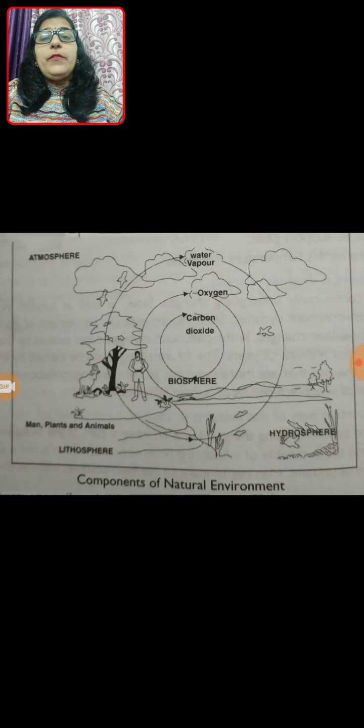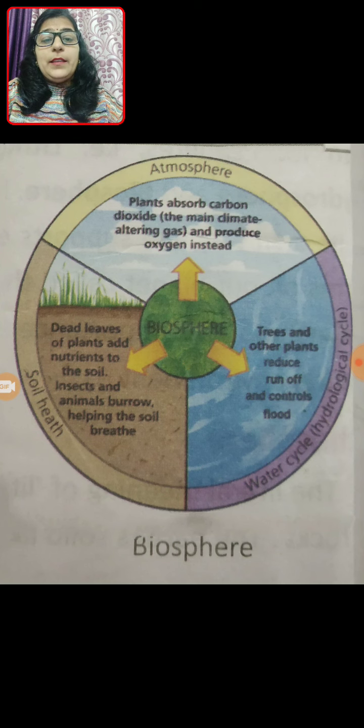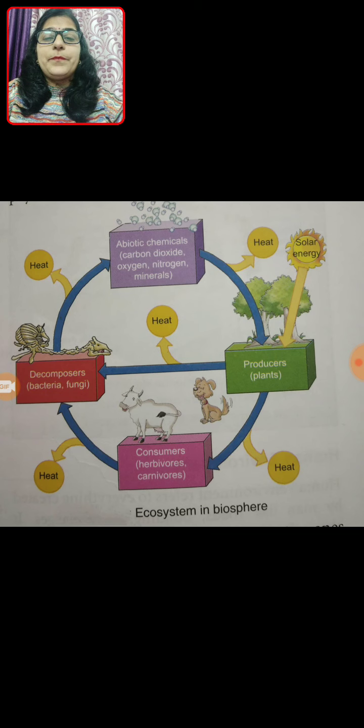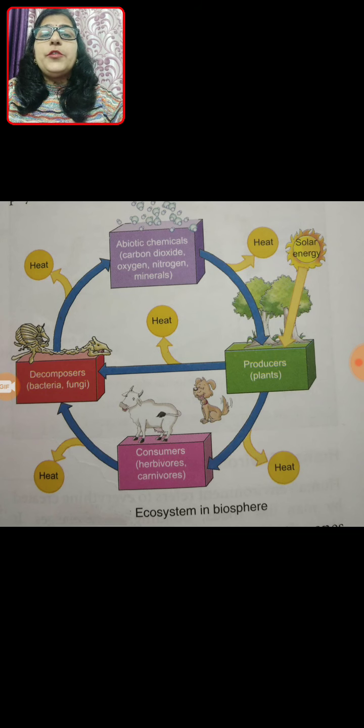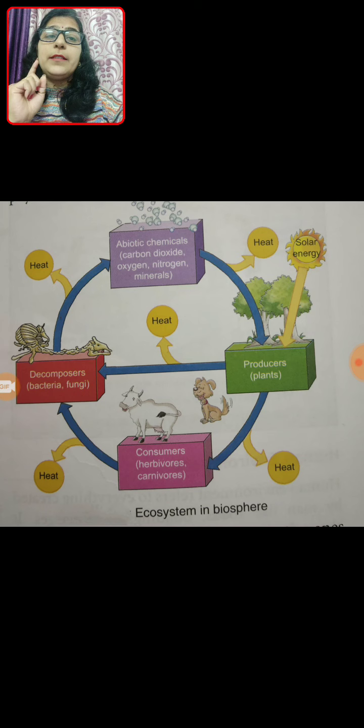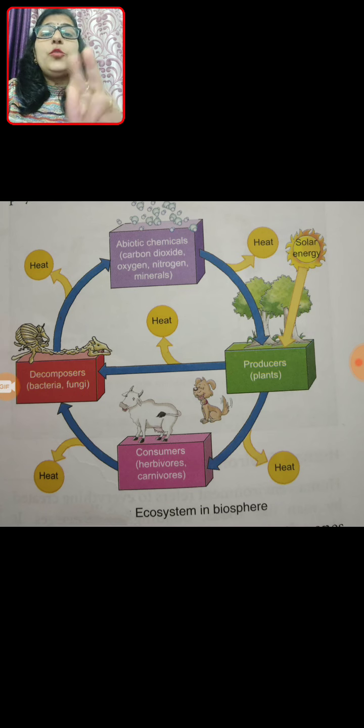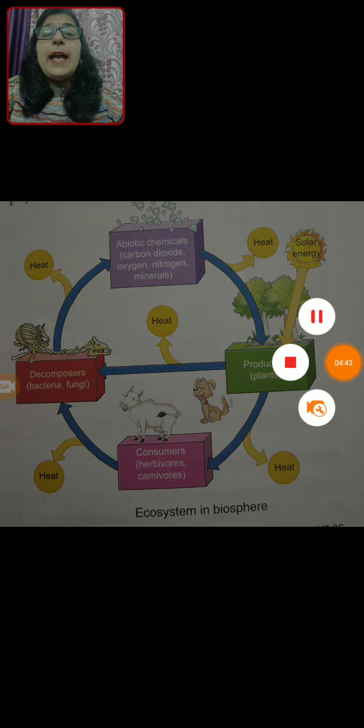Now it's time for the ecosystem. This is the picture of biosphere, right? Now the ecosystem. The biosphere is divided into 2 kingdoms, that is animal and plant, right? These 2 kingdoms are dependent on physical environment. And now the question is, what is physical environment? Physical environment includes all the non-living things like land, water and air.